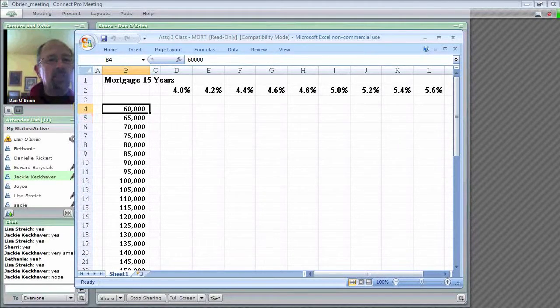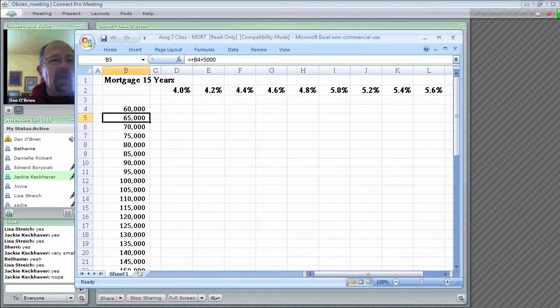you can change this. What I did was I had in column B the amount of a mortgage that you'd want to take out: 60,000, 65,000, 70,000, 75,000, 80, 85,000, 90, going along here. And what I did was, you'll be able to see in the formulas, whatever is above B4, I'm taking that and just adding 5,000 to it, and then I copied it all the way down.